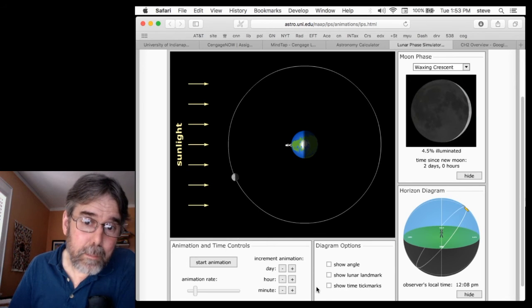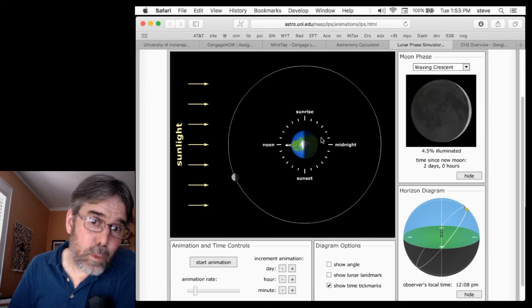Now I want to point out something. If I show time tick marks, you can see sunrise is when you, as an observer, come around and just see the sun at the beginning of the day. This is noon, when you're looking straight up and the sun is straight overhead. This is sunset, when you're just about to pass into the shadow. And then midnight, of course, is when you're over here.